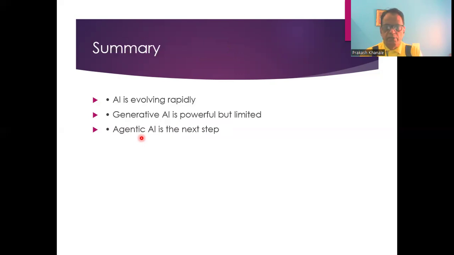AI is changing very rapidly. It is evolving very rapidly. Generative AI is very powerful and very useful, but it has certain limitations. And these limitations can be overcome when we go for agentic AI.